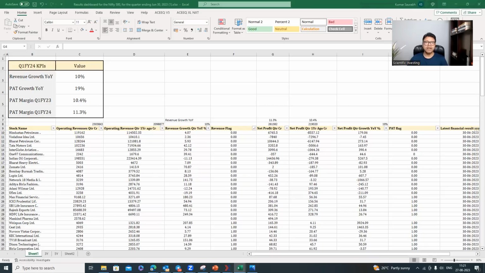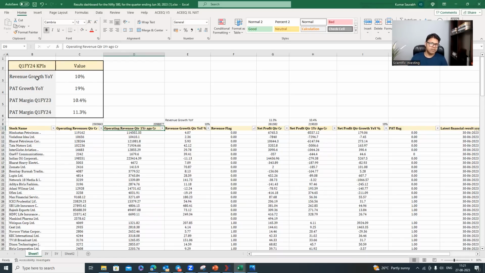Uske baad humne kya kiya hai? Us data ko lekar last year Q1 FY23 mein aur this time Q1 FY24 mein unka year over year revenue growth rate kya hua hai, unka year over year profit growth rate kya hua hai, unke margins kaise vary kiye. We have tried to analyze this.